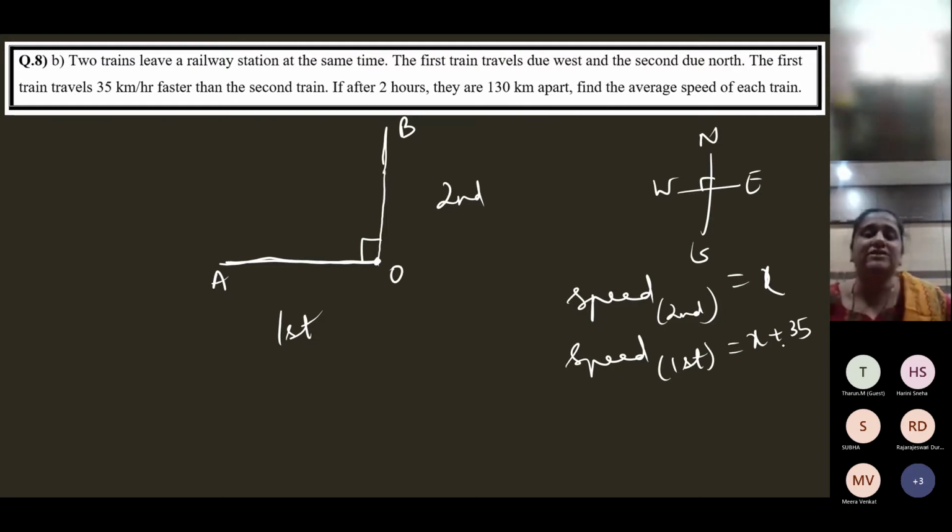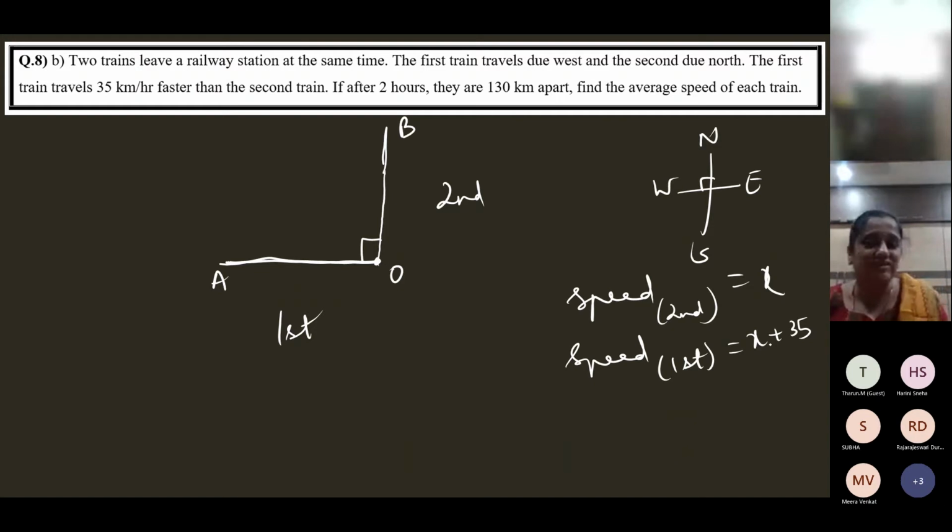As we're reading, we write something, whatever we understand. Don't read the full thing and start thinking how to do. Don't do that. Read and just keep doing whatever little you can understand from reading. Make a picture or write down something. So we made a representation. The first train travels due west and the second due north. We got OA, OB, and we realized that the two directions are perpendicular to each other. Then the first train travels 35 kilometers per hour faster than the second, so we said X and X plus 35.